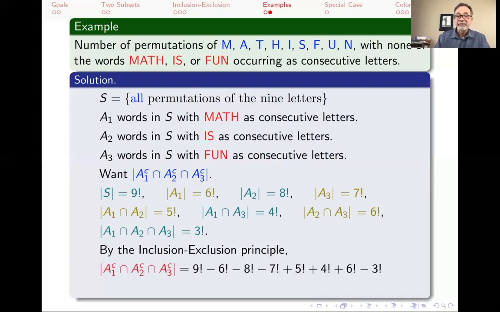You start with 9 factorial, the size of S, minus the size of the single sets, A1, A2, and A3, then adding back in the sizes of pairs of intersections of sets, and then taking out the intersection of 3 things. You do that and you get 317,658, which is over 85% of the possibilities. So most of the time, if you do this randomly, you will not see math or is or fun.